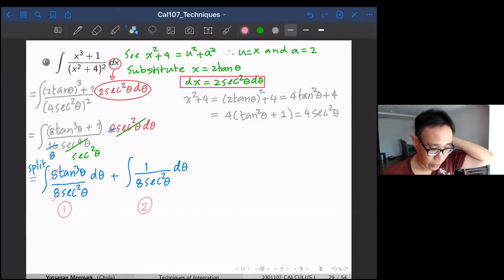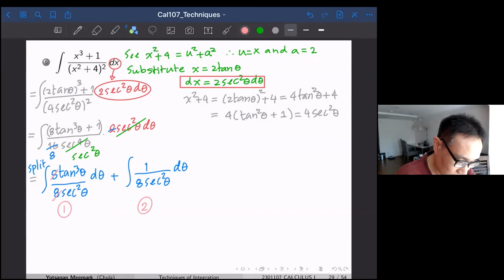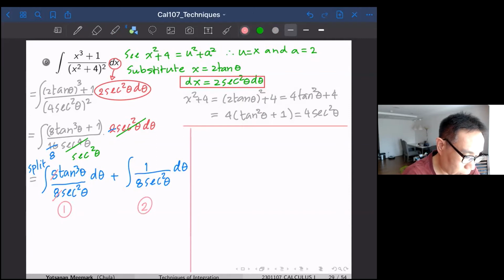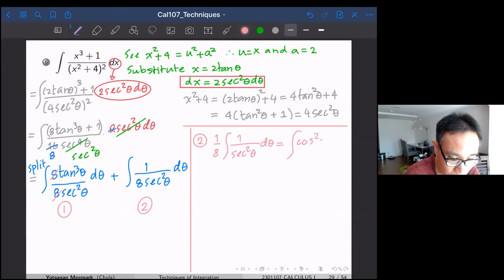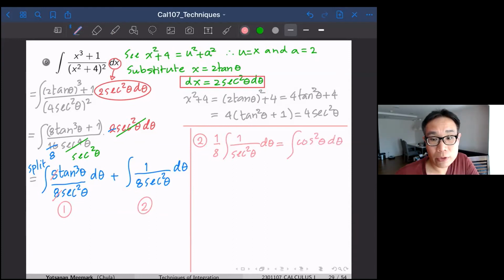Okay, so you have the first one, the second one. And for the second one, let's do it here first. This one seems nicer, or I would say easier. For the second one, you get to integrate 1/8 outside, and you integrate 1 over sec square, and 1 over sec square is cos square.